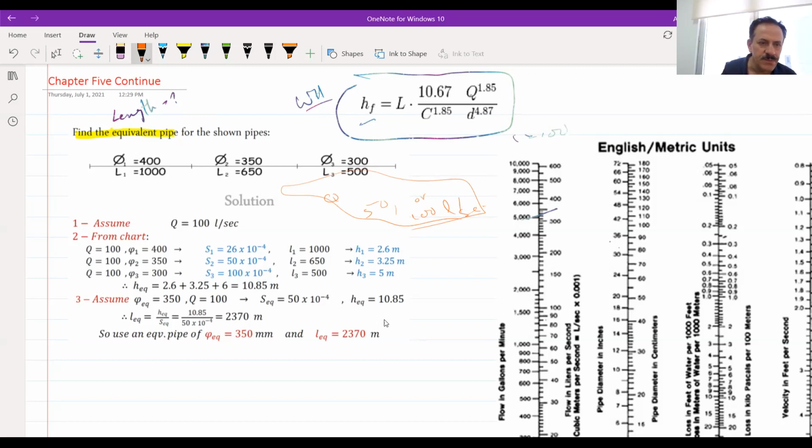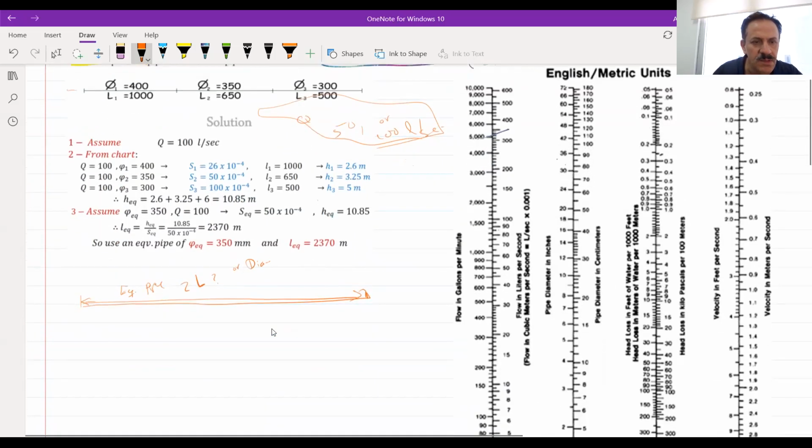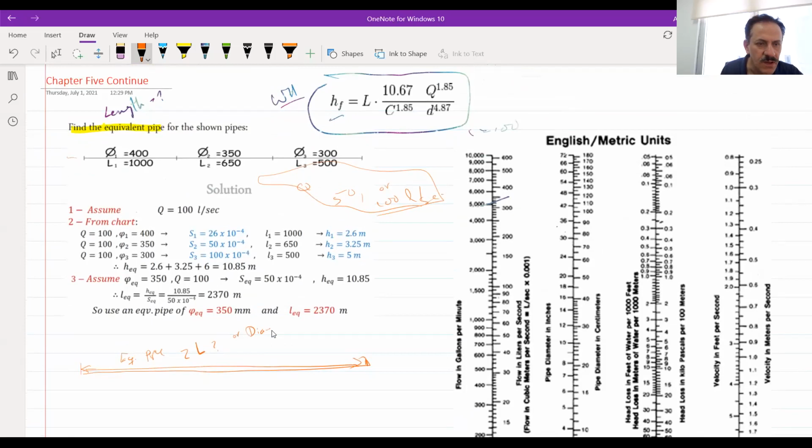The procedure is that I'm looking for a pipe. This is the equivalent pipe. This will be a pipe that is equivalent to this one. But for this equivalent pipe, I don't know its length or diameter. You have to assume one of the diameters and find the length, or you have to assume the length and find the equivalent diameter. So first of all, you have to assume a Q.